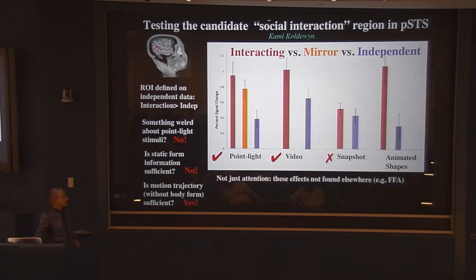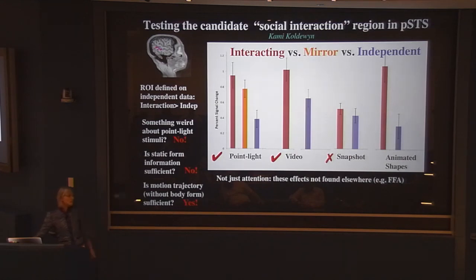Okay, and it's not just that social interactions are engaging. After all, we're social primates. We have all this social brain. Maybe we just like watching interactions. I think all that's true. But it's not the only reason that this region is engaged, because if you look in the fusiform face area, it does not respond differentially to any of these. It does not care at all, okay?